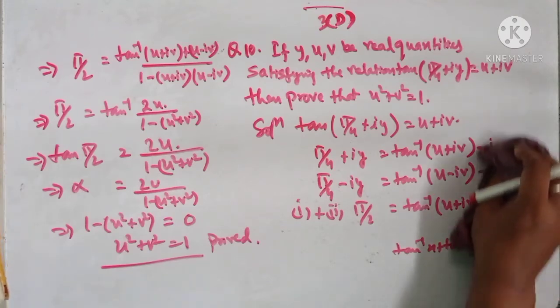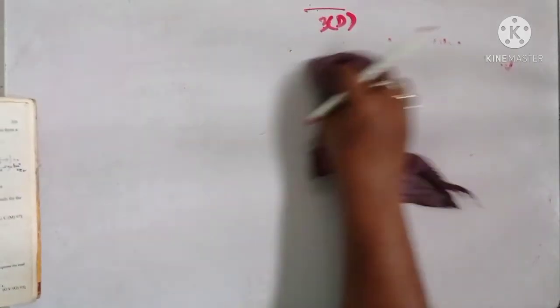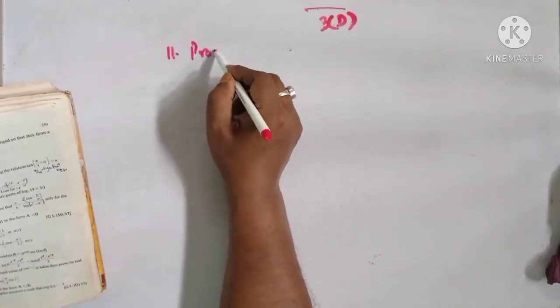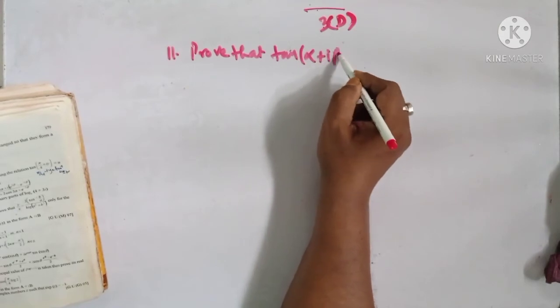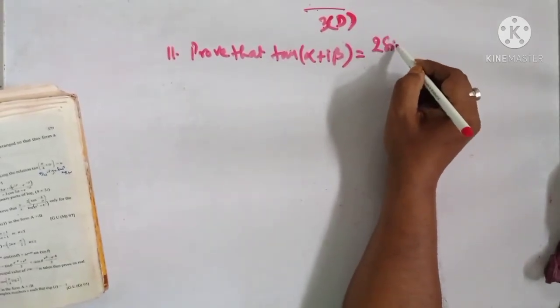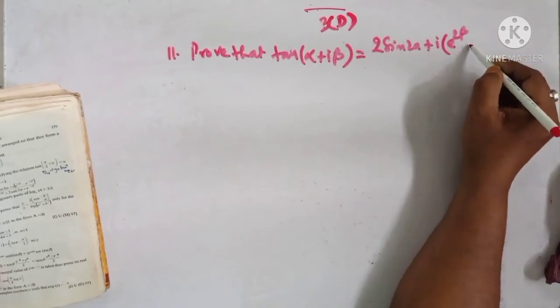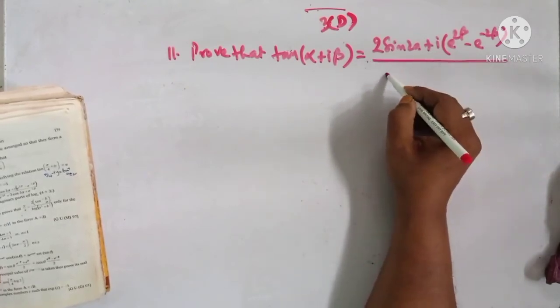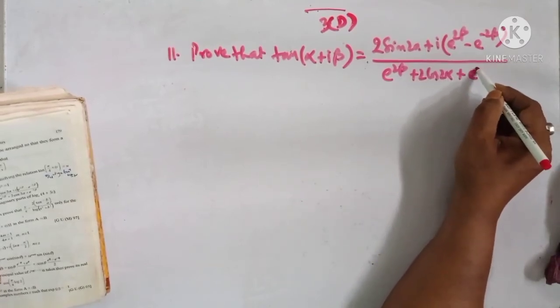So now again, if we go to question number 11. Question number 11: prove that tan of alpha plus i beta is equal to 2 sin 2 alpha plus i times e to the power of 2 beta minus e to the power of minus 2 beta, by e to the power of 2 beta plus 2 cos 2 alpha plus e to the power of minus 2 beta.